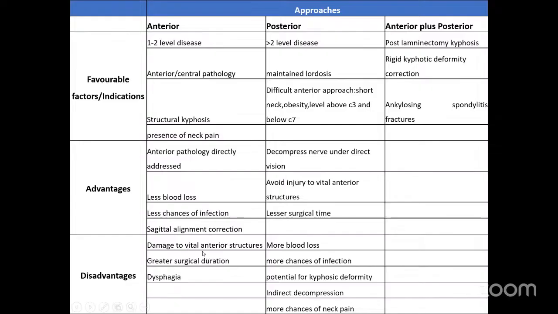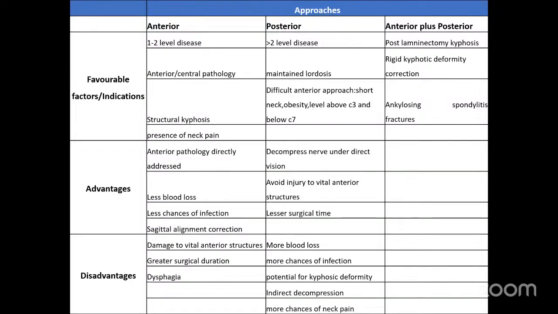Damage to anterior structures, which we just discussed, can occur in anterior surgery. Duration is more. Dysphagia or other complications can occur. Blood loss is more in posterior as compared to anterior, though not much high. More chances of infection, and it can cause kyphotic deformity in cases where we do not fix, right? And when do you do both surgeries? Anterior plus posterior. When do you do it?